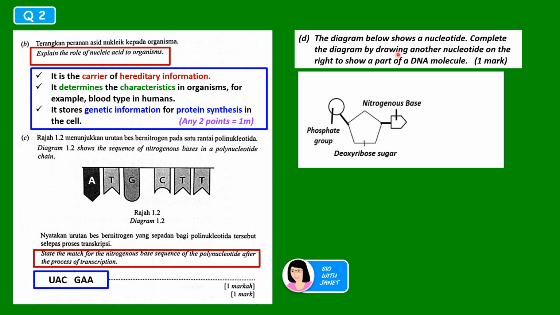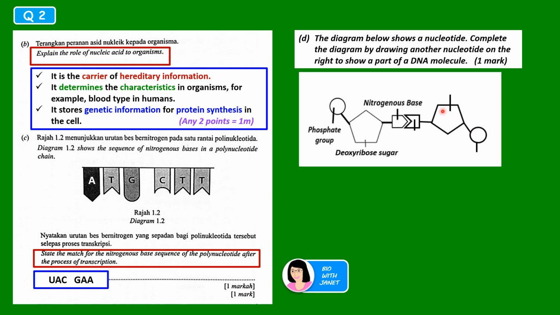Okay, let's go on to the last question here. The diagram below shows a nucleotide. Complete the diagram by drawing another nucleotide on the right-hand side here to show a part of a DNA molecule. Okay, so assume that this nucleotide is from one polynucleotide strand, and then opposite there's another polynucleotide strand with the nucleotides involved. So how would you draw the nucleotide here? Is it exactly the same like this? No, it's different. Let's look at the answer.